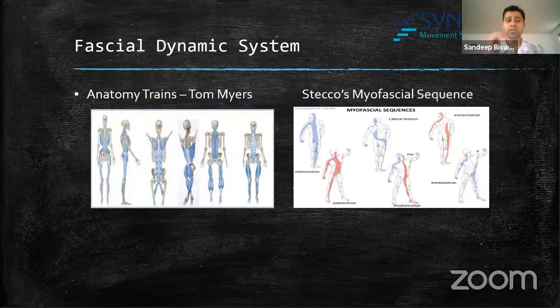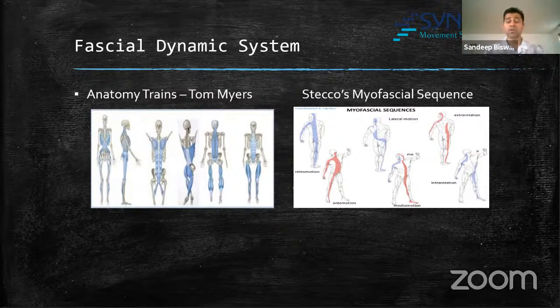Okay. The problem with the Anatomy Trains or Tom Myers concept is that he just focuses on particular lines. Okay. The body is not that easy. The body just doesn't work in a particular muscle sequence. Okay. There is more to it. And also when he is assessing the patient, it is just based on static observation. He never does dynamic testing, or very little dynamic testing. So when you do that, you are missing a big chunk of fascial information.